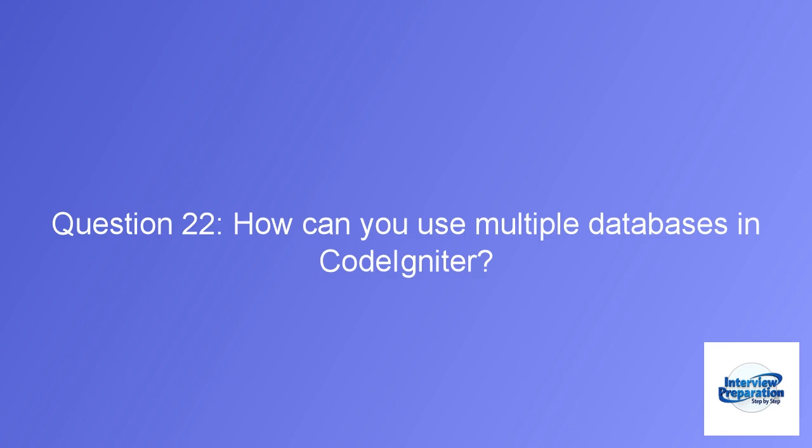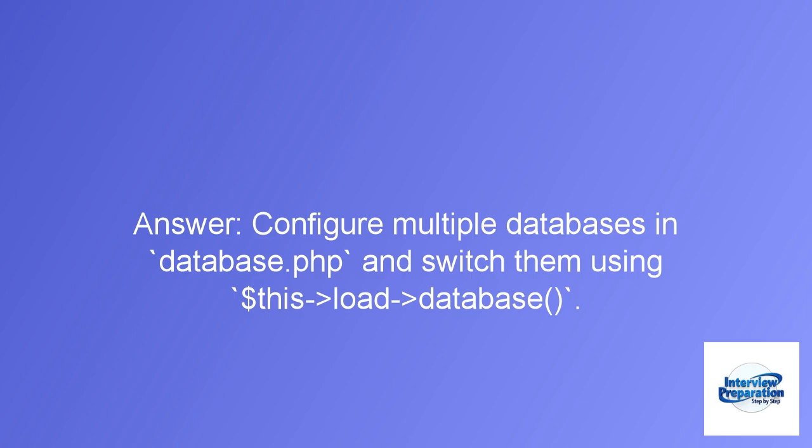Question 22. How can you use multiple databases in CodeIgniter? Answer: Configure multiple databases in database.php and switch them using $this->load->database().